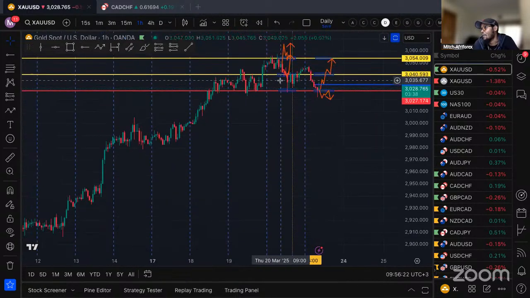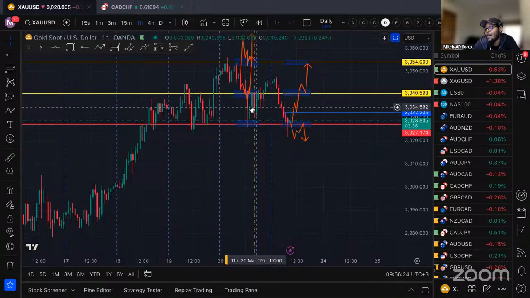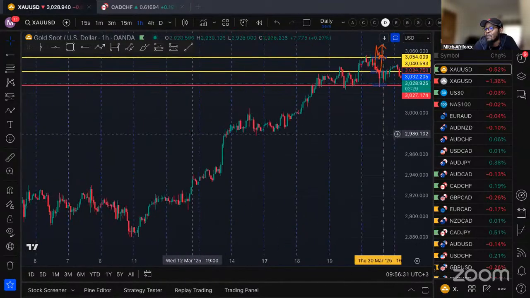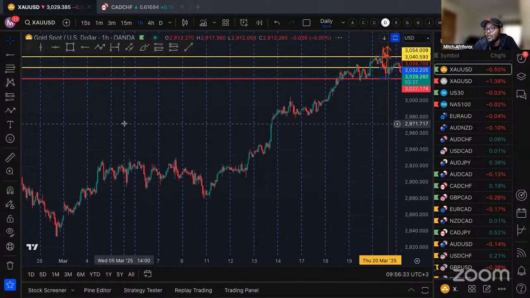So are there people looking to sell? If they are, yes, they can. But the fact that we're still within a buyer zone, it is very risky. And we have seen that many times where the market really looks as if it's coming to the downside.